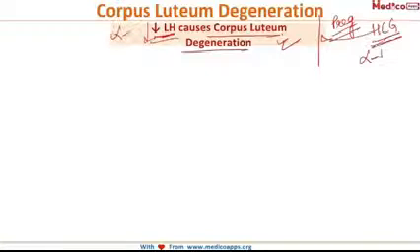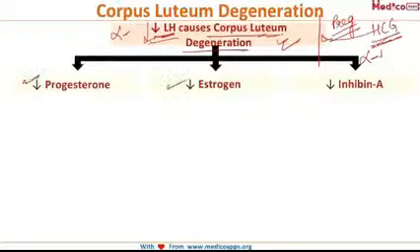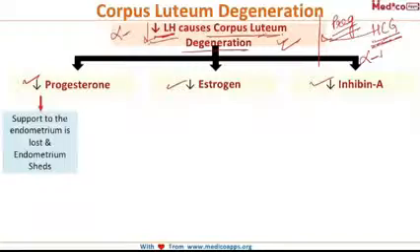And this is the difference here with the pregnancy. If at all the pregnancy occurs here, then this corpus luteum will now be maintained by the HCG, the human chorionic gonadotropin, because we know that the alpha subunit of the HCG resembles the alpha subunit of the LH. So this HCG will now support the corpus luteum. But if the pregnancy does not occur, then with the decrease of LH, the corpus luteum degenerates, and subsequently there will be decrease in the levels of progesterone, estrogen and inhibin A. Now this progesterone, we know, supports the endometrium, so the support to the endometrium will be lost and the endometrium starts shedding. And this is what we call menstruation.